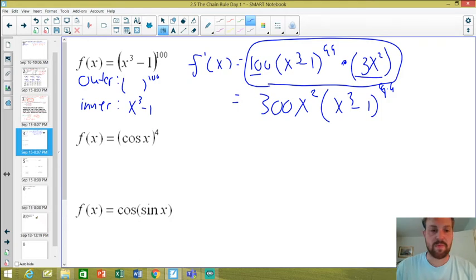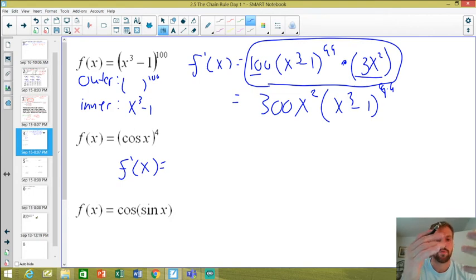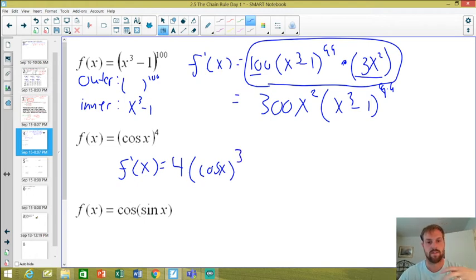All right, what about the next one? We got cosine of x to the 4th power. So I'm not going to write it out again, but I think it's clear to see that the outer function is that we're raising to the 4th power, and the inner function is the cosine of x. So if I'm doing f prime of x, I'm going to do the power rule first with the outside function. So that's going to be 4 cosine of x to the 3rd power. So that's doing the power rule. Bring down the 4 and subtract 1. And then multiply by the derivative of the inside. And the derivative of the inside is negative sine of x.